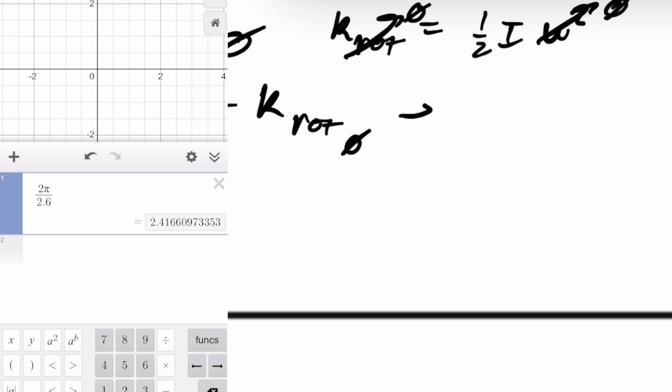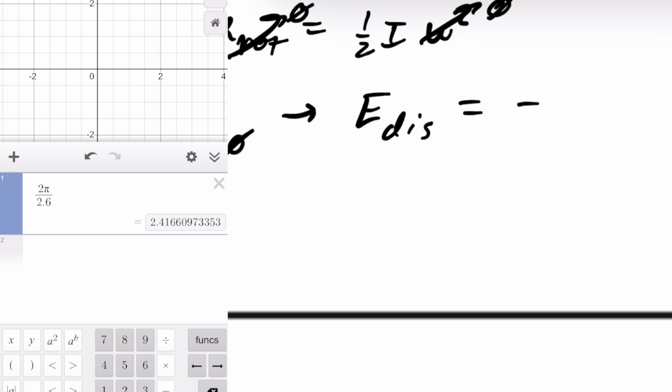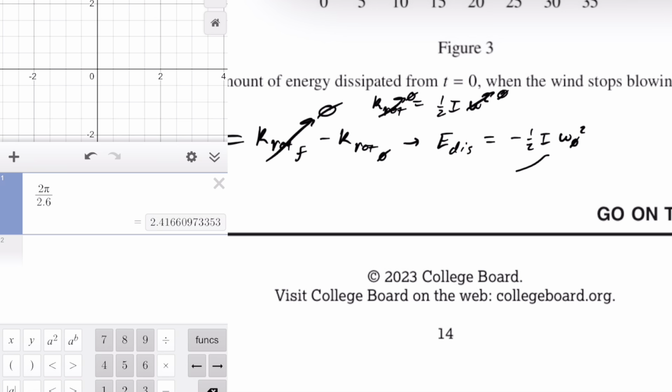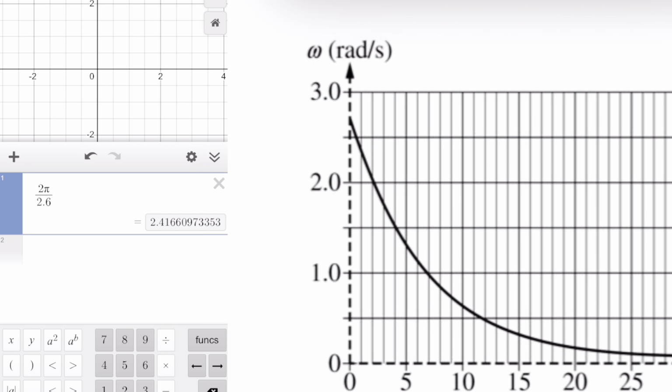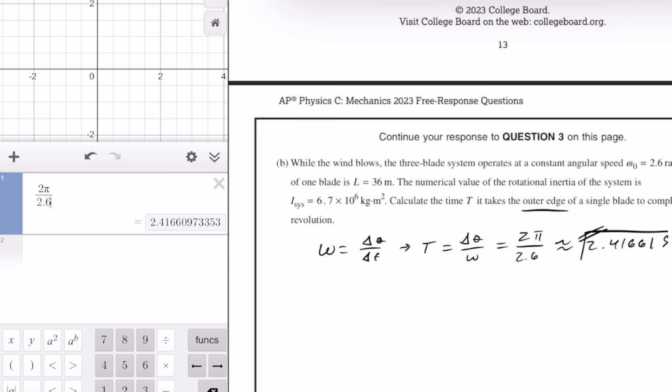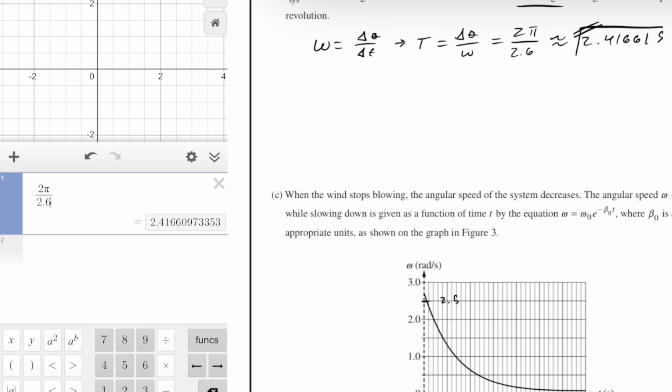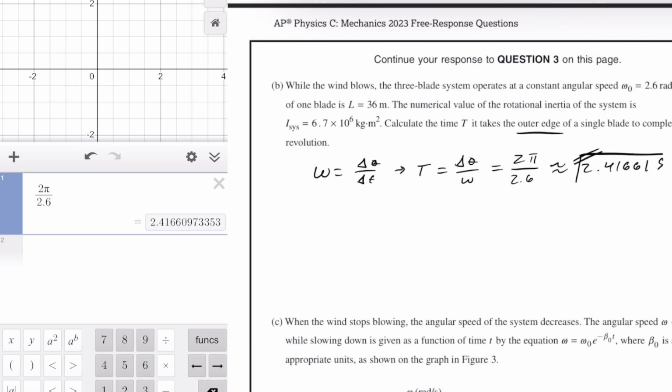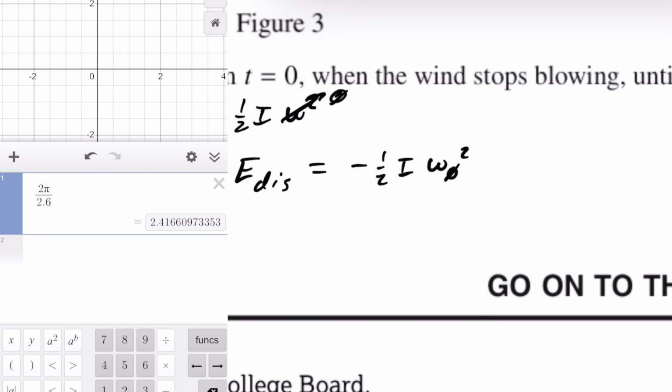So now we're going to take this entire thing: E dissipated is equal to negative 1/2 I W naught squared, because W naught corresponds to the initial rotational kinetic energy. So let's pull W naught from the graph. So here's 2. Okay, here's 2.5. Did they even give us? Oh, 2.6 rad per second. Great. So it's 2.6 radians per second. I was trying to pull it from the graph, but no, they told us its constant angular speed when it was rotating was 2.6, so that will be our initial.